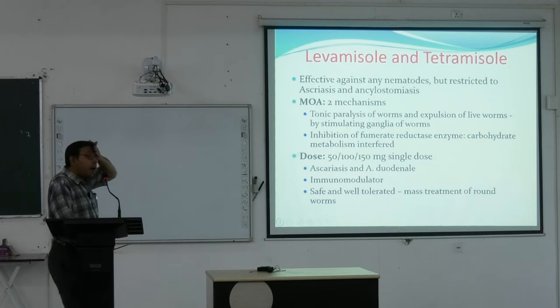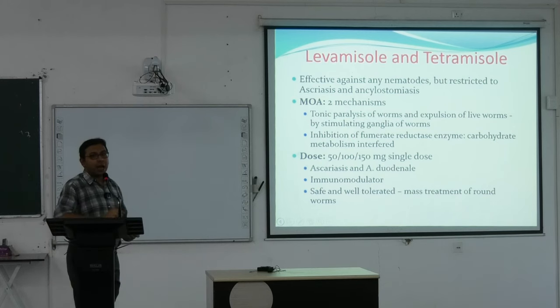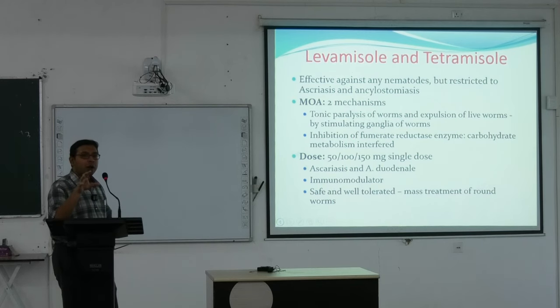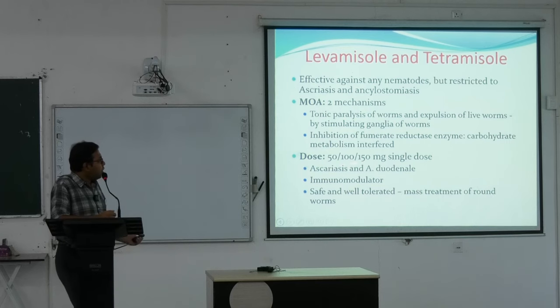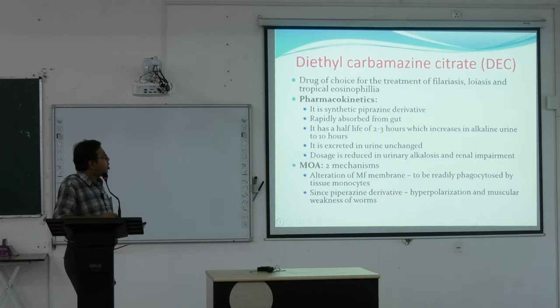Levamisole and tetramisole are effective against nematodes but restricted to ascariasis and ankylostomiasis. Ancylostoma duodenale is another agent. Mechanism: they again cause tonic paralysis of worms and expulsion of the live worms by stimulating ganglia. These ganglia are present within the worms, they stimulate this, that causes a tonic paralysis and the worms are excreted. Inhibition of the fumarate reductase of course occurs. In many cases, they decouple the oxidative cycle from the respiratory chain. Dose is similar, usually a single dose is given. The names are levamisole and tetramisole.